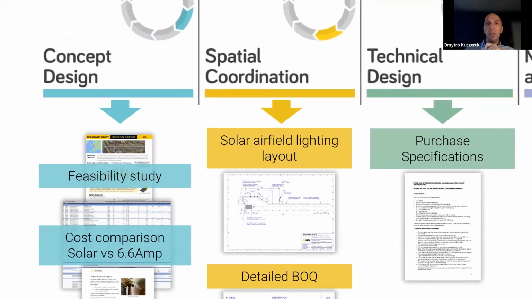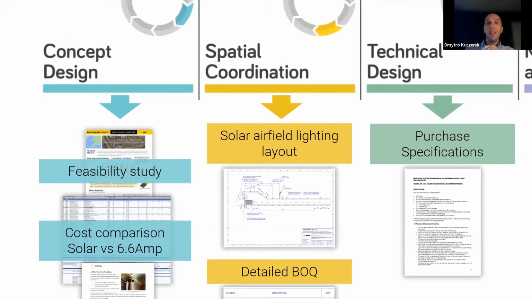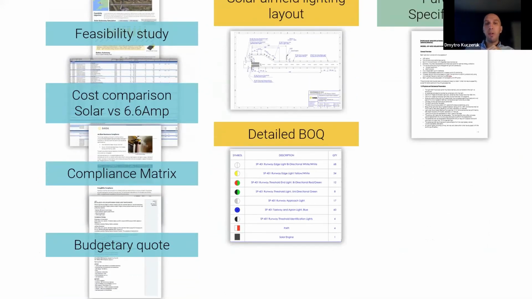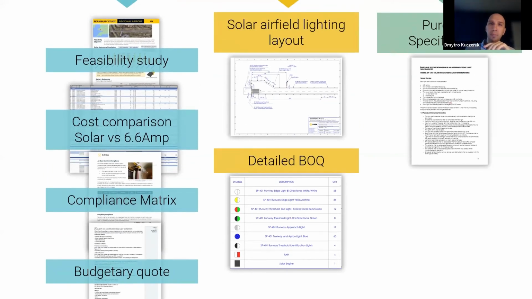During the spatial coordination stage, we go deeper into details. We prepare the solar airfield lighting layout, and when this phase is over, we get this detailed bill of quantity where we know exactly how many lights, what types, whether we need signs, what kind of letters shall be on those signs, how many wind direction indicators we need, if we need runway guard light, how we are going to power PAPI, and all the things are defined during this solar airfield lighting layout.